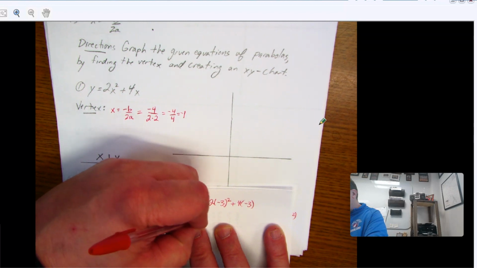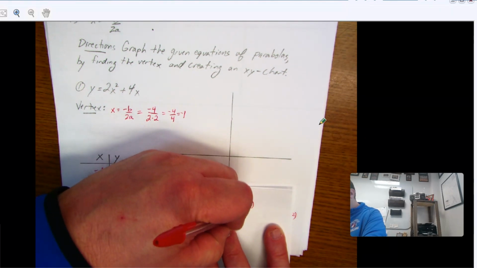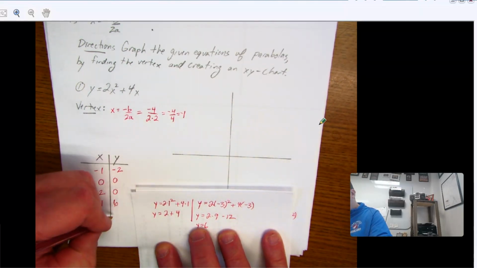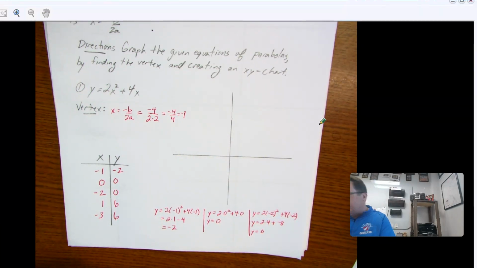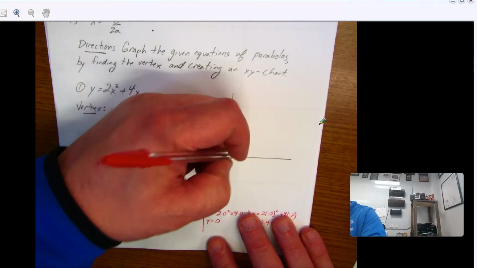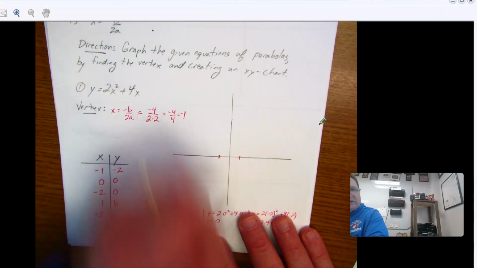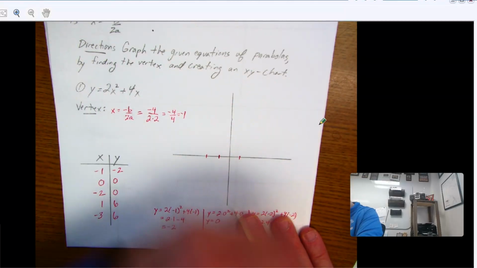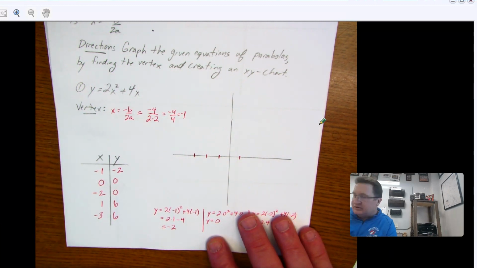And so this works out to be 2 times 9 minus 12. And so 2 times 9 is 18. Minus 12 is 6. And so this is 6. And so now that we've got our points from our XY chart, we're going to go ahead and graph them. So we have x's at -1, at 0, at -2, at 1, and at -3. Those are the ones that we chose here.